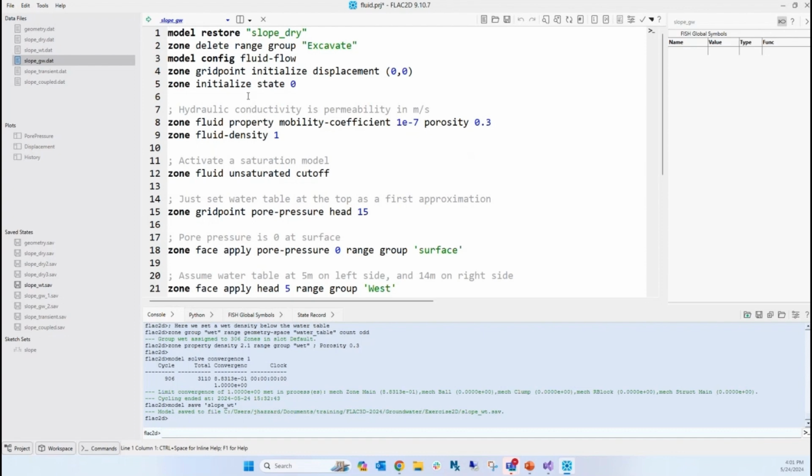This is different than when we just specified the water table. We need to give properties, right? So almost always you want to give a permeability, which in FLAC2D and FLAC3D you specify using hydraulic conductivity. Mobility coefficient is the old version 9 way of doing it. Hydraulic conductivity is what most people know as permeability, in meters per second. So I would say zone fluid property hydraulic conductivity, and then this is a value in meters per second. You have a porosity, and you give the fluid density. And remember, we're doing this in kilopascals, so the fluid density isn't 1,000, it's 1.